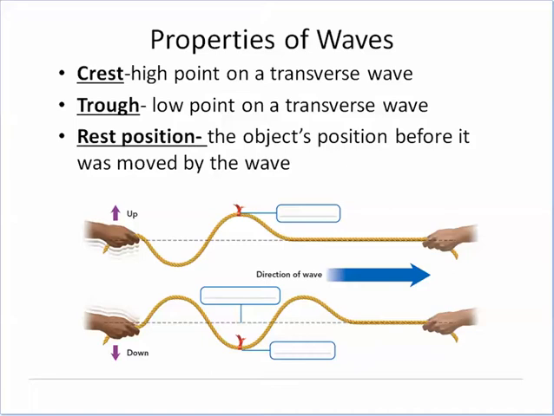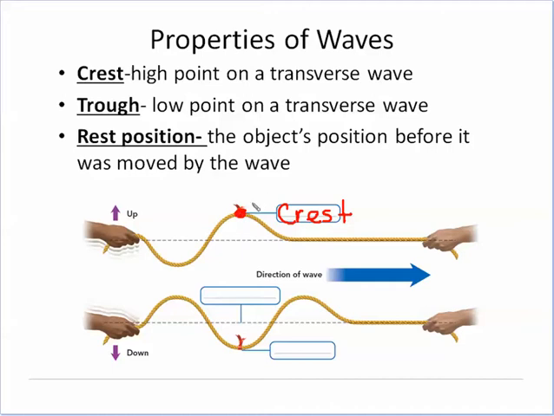First is a crest, and a crest on a transverse wave is here at the top. So it's really easy to notice the crest of a transverse wave. So we're going to label this crest. So it's referring to this top portion of the wave.